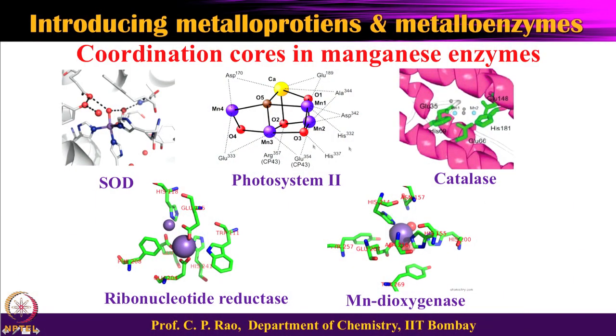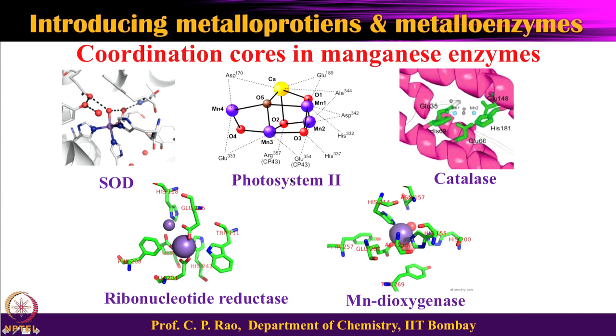So, this is the overall highlights of the vanadium, and let us look at some highlights of the manganese enzymes. Once you open the doors for manganese, you have a variety of things. It can act like a superoxide dismutase. It can be involved in photosynthesis. In photosynthesis, this is involved in photosystem II.